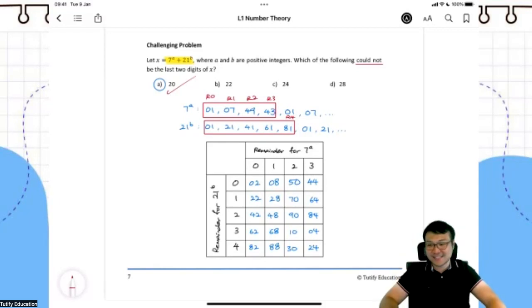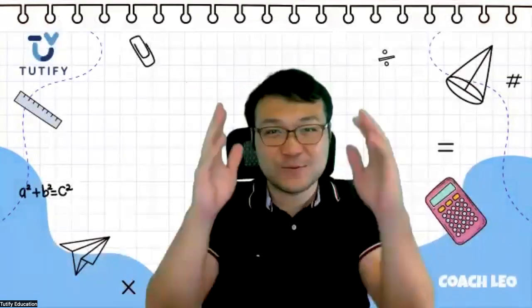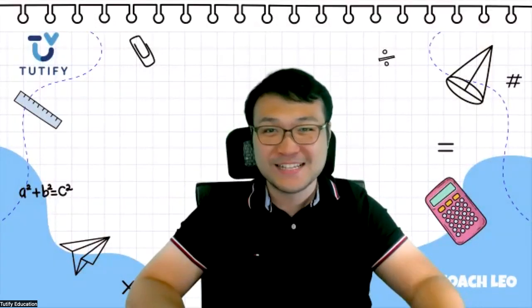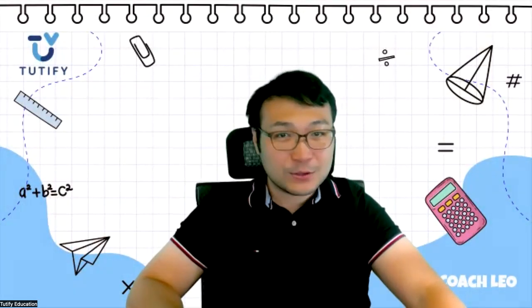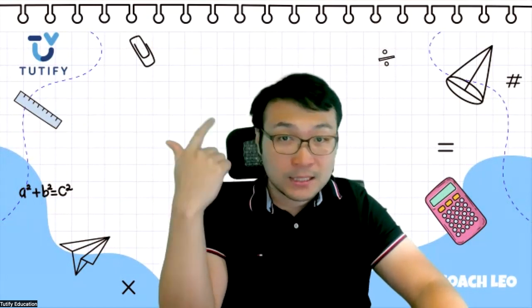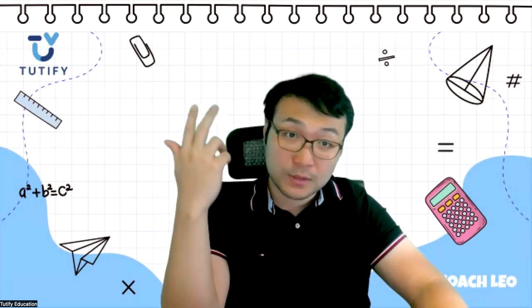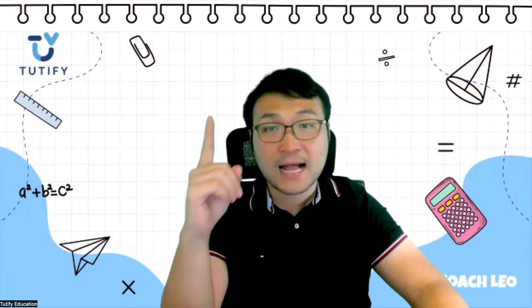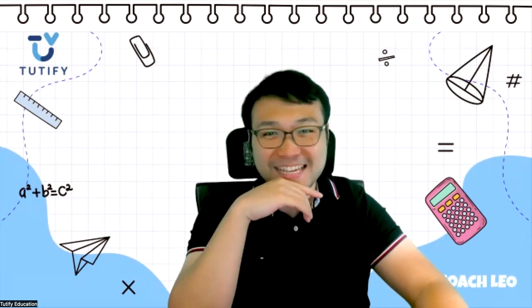So students, well done. We have managed to complete the worksheet and even the challenging problem. So what did we learn today? We learned about rounding up numbers. We learned about powers of numbers. We did some prime numbers as well. And more importantly, we also learned highest common factor, right?